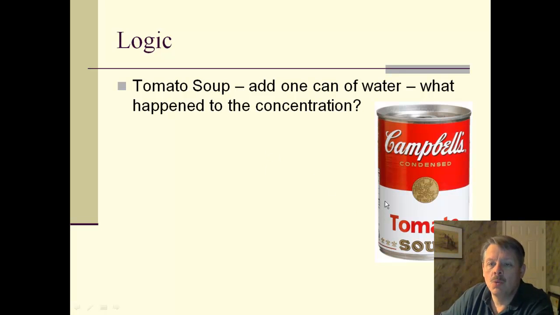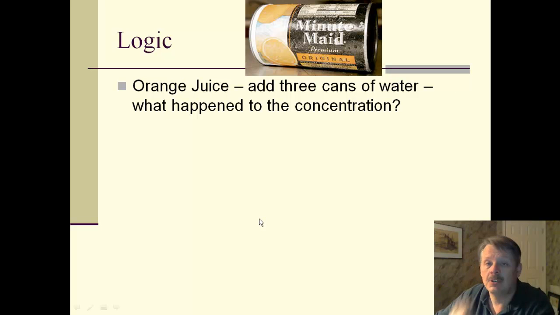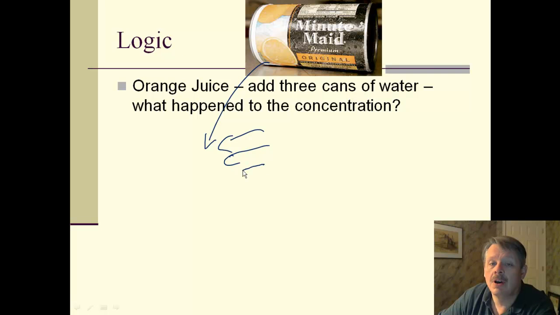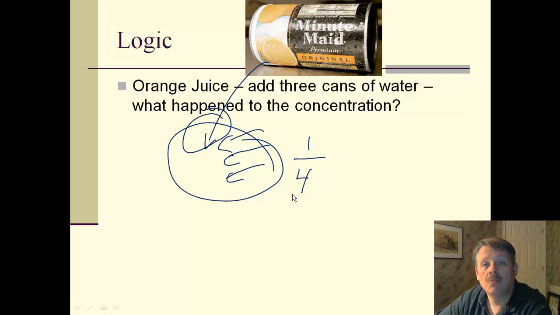Well, if you take 1 can of soup and you add to it 1 can of water, you'd think that it was about half the concentration that you started with, right? That makes sense. What happens if you take orange juice? With orange juice, you add 3 cans of water. What do you think happens? Well, the orange juice is 1 can out of a total of 4 cans, so you'd think that your concentration would be about 1/4 of what you started with. By the way, folks, you'd be right.